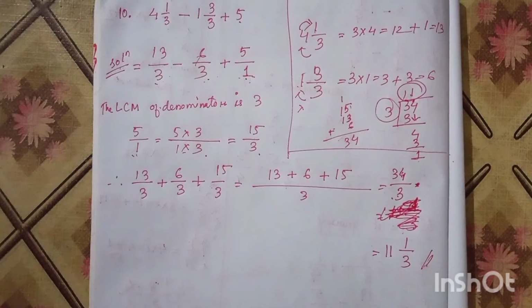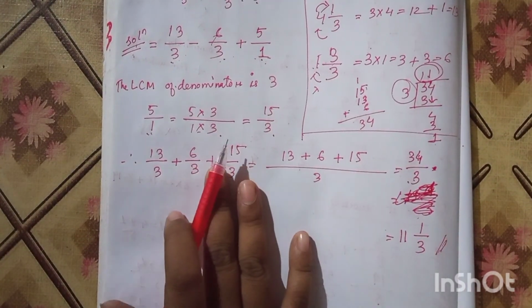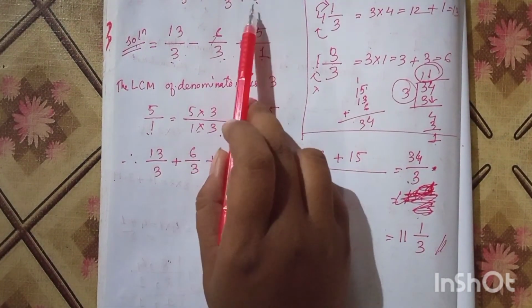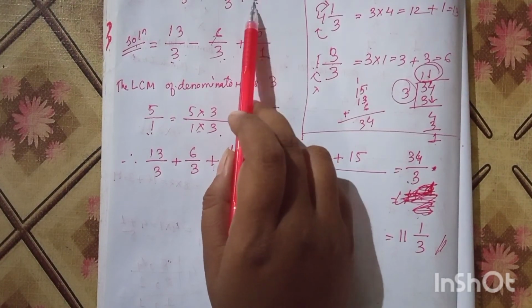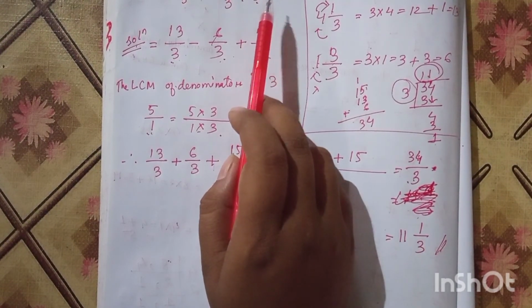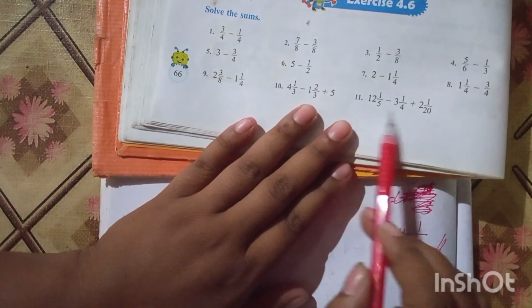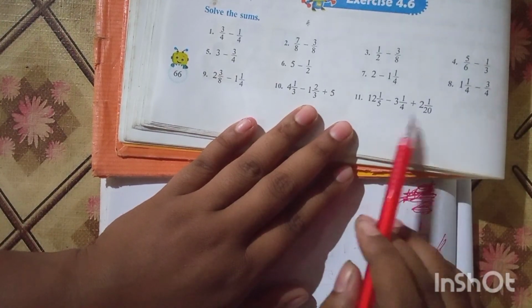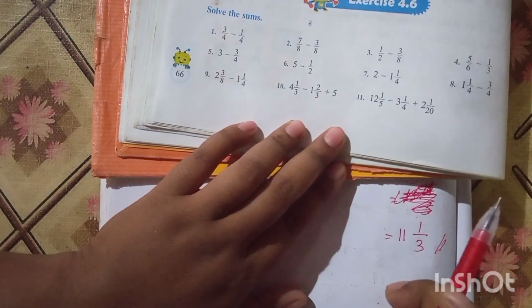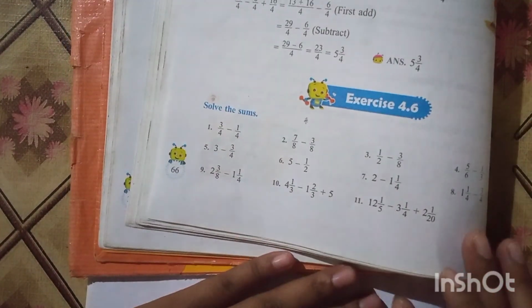Now question number 11 is also like this one, but there is no whole number, so it will be easier for you. In question number 11, convert all the mixed fractions into improper fractions, then find the sum. Alright students, if you do not understand, please let me know. Thank you.